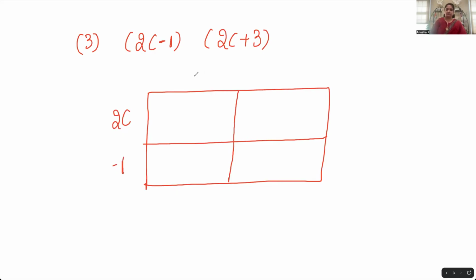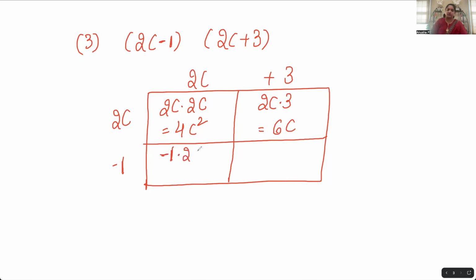2c minus 1 and 2c plus 3. 2c times 2c: 2 times 2 is 4, and c times c is c squared. 2c times 3 is 6c. Negative 1 times 2c is minus 2c. Negative 1 times 3 is negative 3.